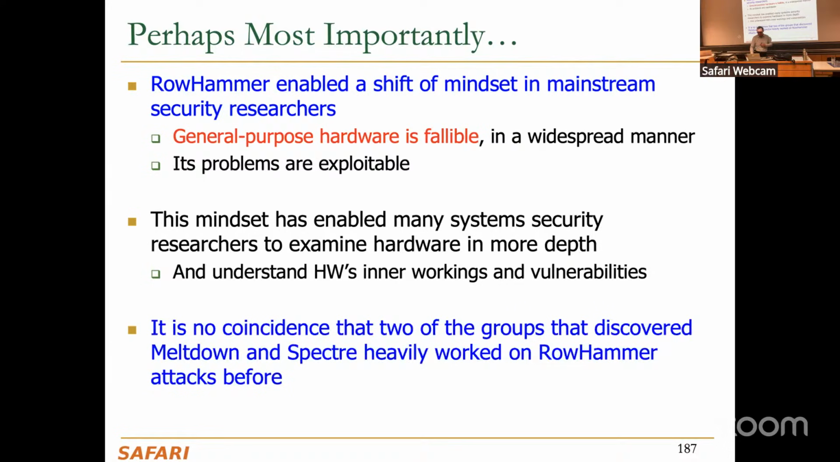And it's no coincidence that two of the groups that discovered Meltdown and Spectre, which are side channel attacks in general purpose processors, heavily worked on RowHammer attacks before. So they were inspired by the fact that RowHammer exists. Can we actually do something in real CPUs also? So there's a lot more to come in that area also, basically, how vulnerabilities appear in real systems.